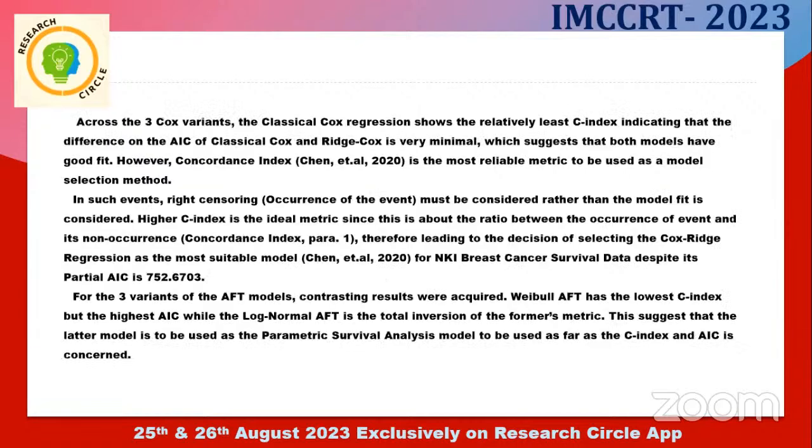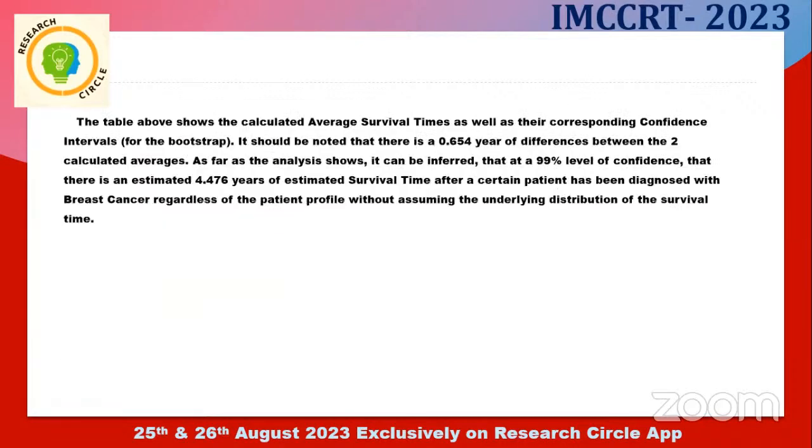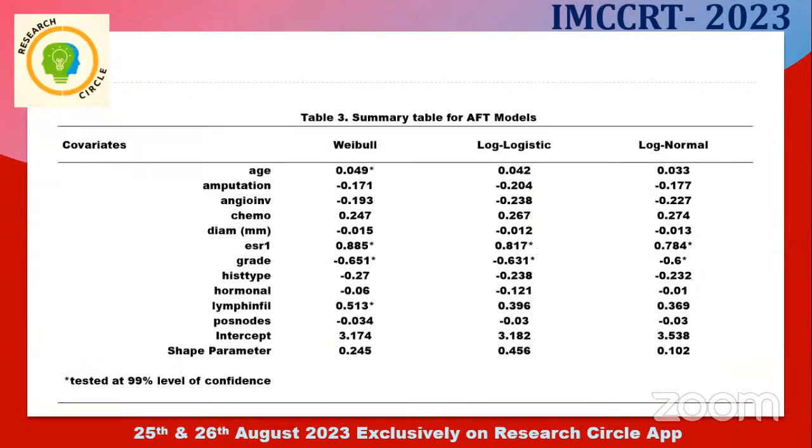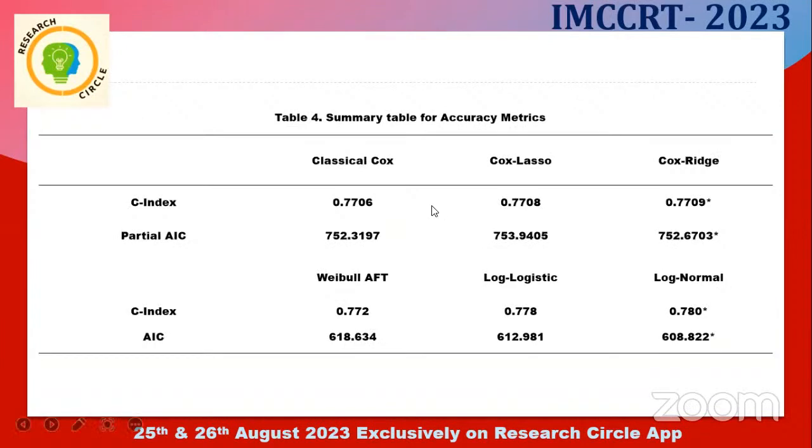So we did here a summary of accuracy metrics, in order for us to verify which of these particular models can actually best predict the survival of our patients. We use C-index and partial AIC for the non-parametric models or semi-parametric models, while for our parametric models, we use the C-index and the AIC.